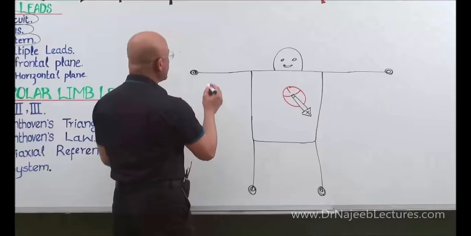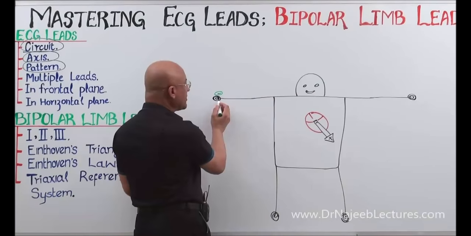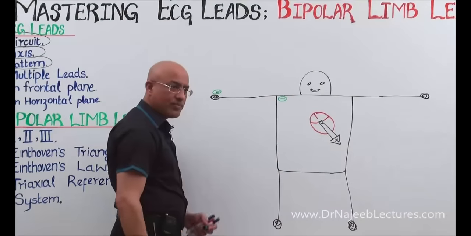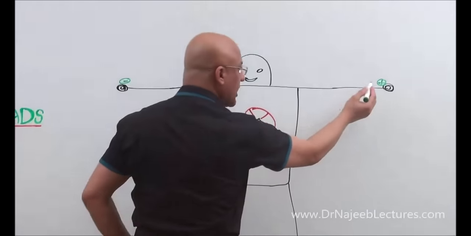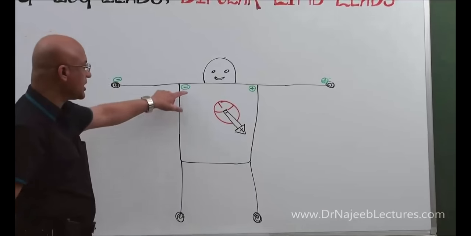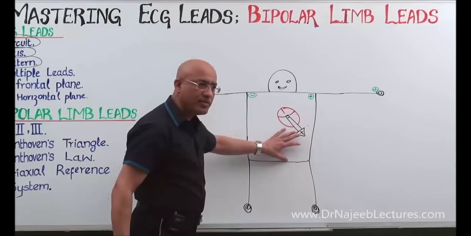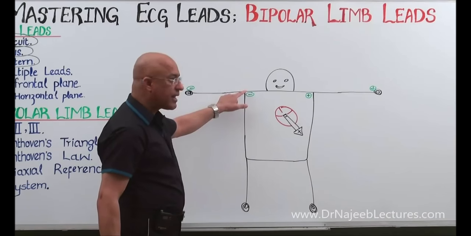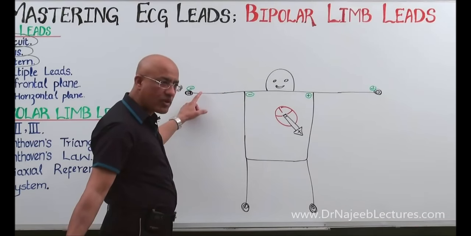As I told you, when you are making the circuit of lead number 1, you put the negative electrode on the right arm, which is equivalent to putting the negative electrode at this level. And the positive electrode, you put it on the left wrist. It is equivalent to putting it here. It's worth repeating that when the heart generates electrical activity, it spreads all over the body through the body fluids and electrolytes. Whatever electrical activity is present at this shoulder, the same electrical activity is conducted and can be recorded from the right arm. Is that right? So you have a choice.